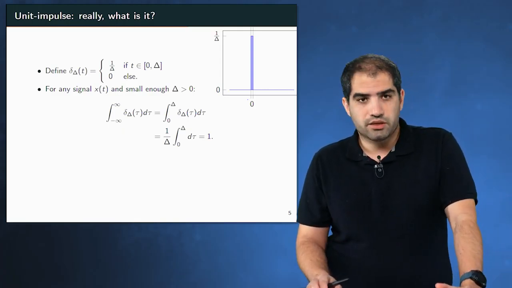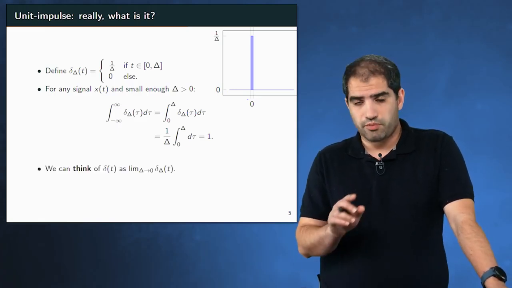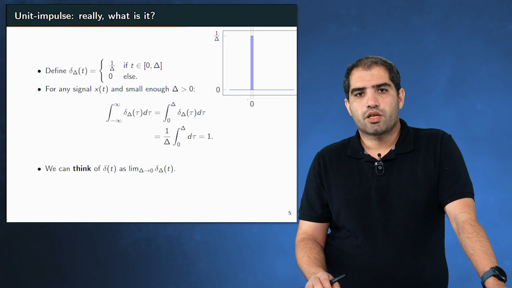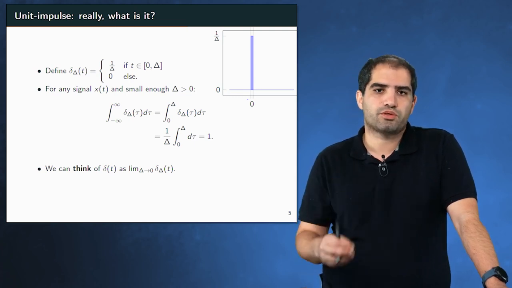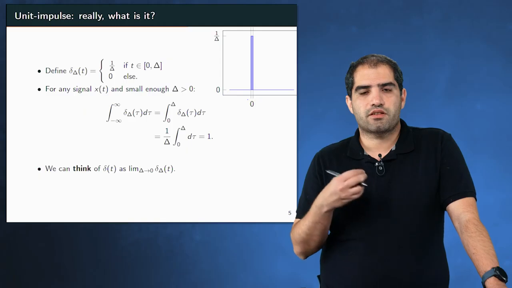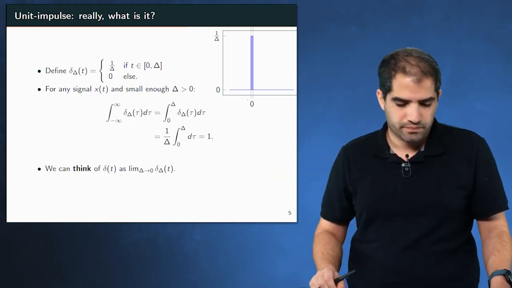And as we let Δ, capital Δ, go to 0, we will have a delta. So actually we view delta(t) as the limit of these delta_Δ when Δ goes to 0.